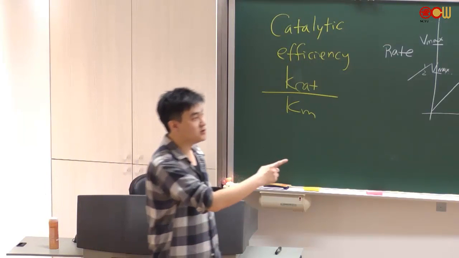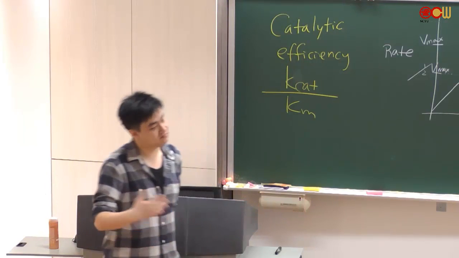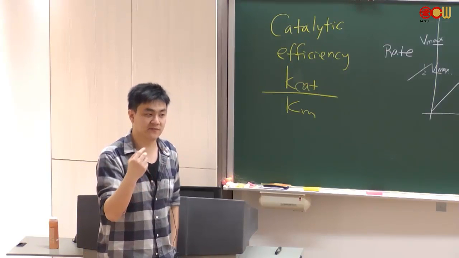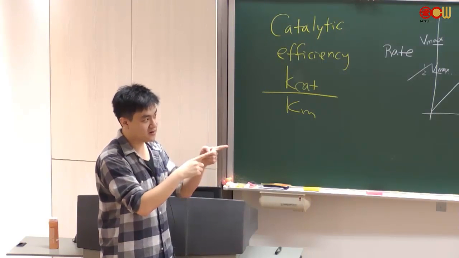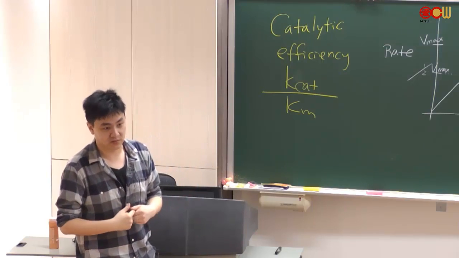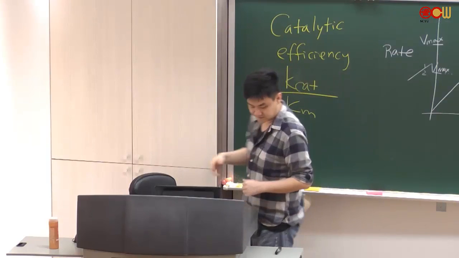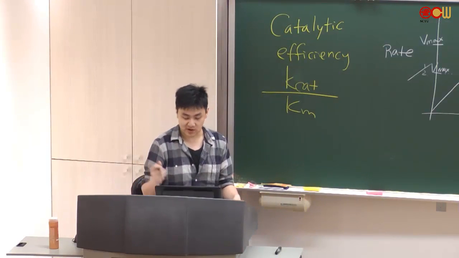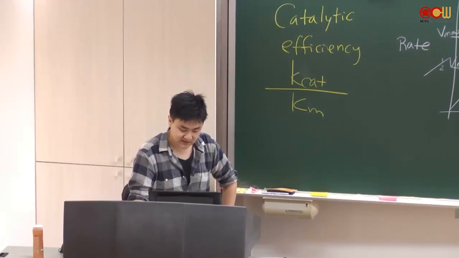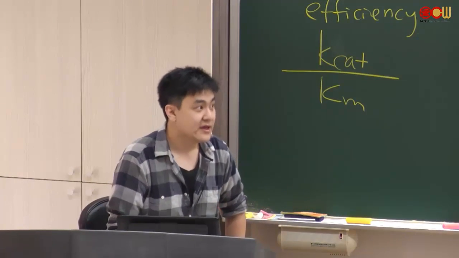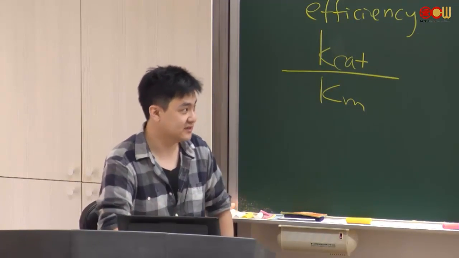Okay, and where do you get carbonic anhydrase? It's in your blood, right? It facilitates the transfer of bicarbonate to CO2. Okay, so it facilitates the conversion of bicarbonate to CO2. Okay, so that's really what I want to get at. Right, so it does this reversible reaction of bicarbonate to CO2, and it's a very very efficient enzyme.